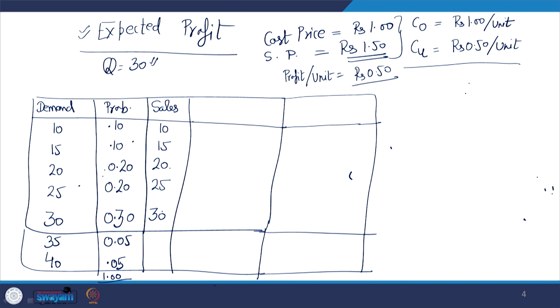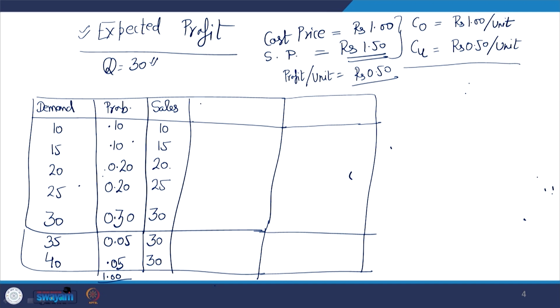But when demand increases to 35, you will be able to sell only 30 because you have stocked only 30 newspapers. Demand is of 40, but again you will be able to sell only 30 newspapers as you have stocked only 30. So, you understand that if demand is less, you are selling only that much, but if demand is more, you are not able to sell more because you have not stocked that many newspapers.